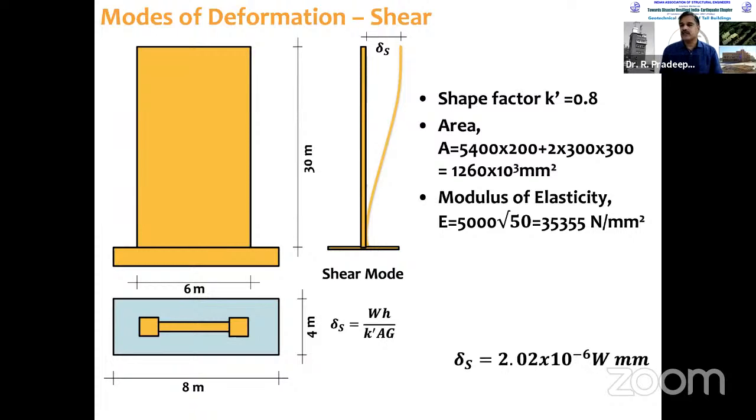That means shear deformation at the top, that is 2.02 into 10 raised to the power of minus 6 W millimeters. Whatever load W is there, so W millimeter. This is shear deformation. And then shear stiffness is actually the inverse of that. We get 495,000, that means 495 into 10 power 3 kilonewton per meter. This is shear stiffness.